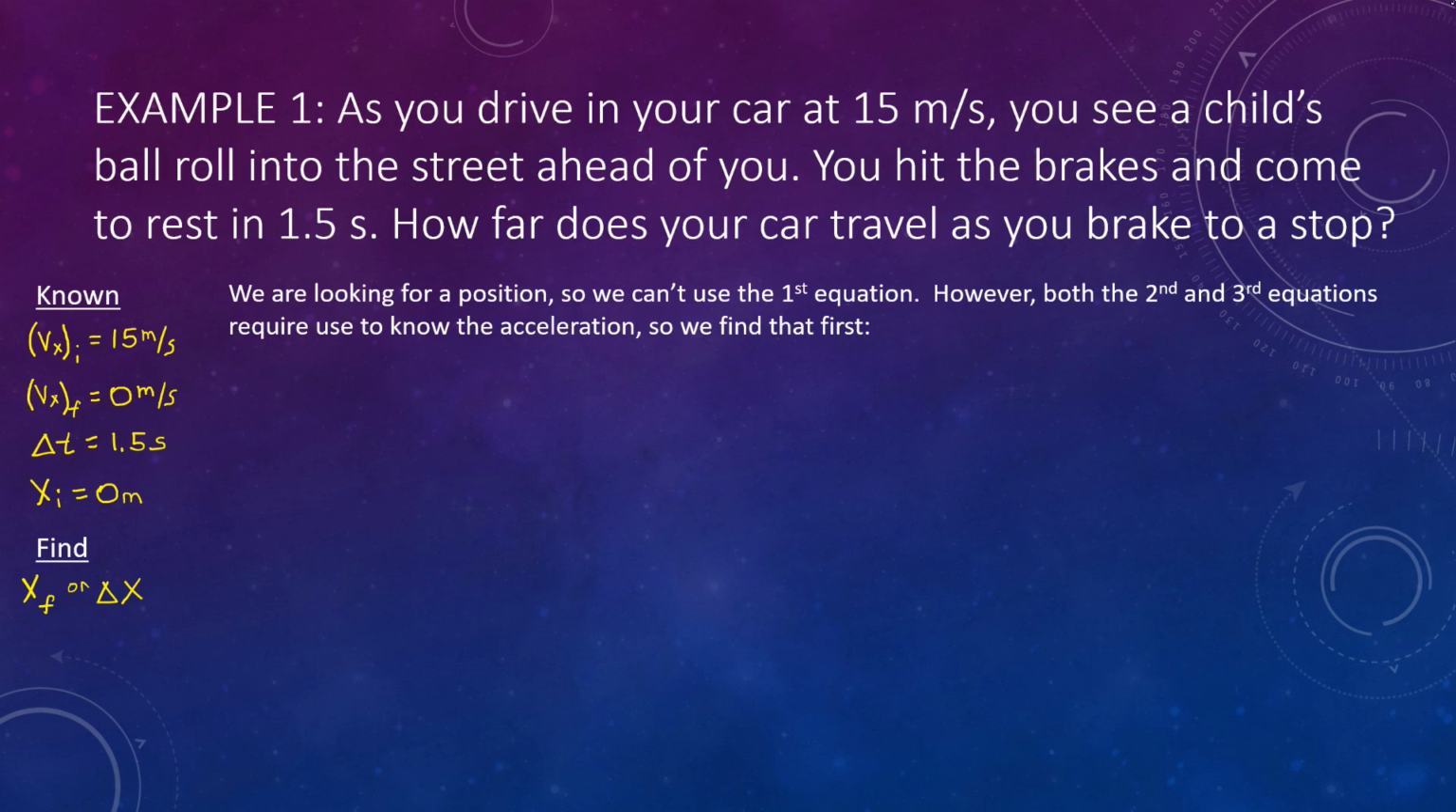So, we're looking for a position, which means we can't use that first equation. However, both the second and third equations require us to know the acceleration, so we simply have to find the acceleration first. So we can use the definition of acceleration to do this. Acceleration, by definition, is the change in your velocity over the change in time.